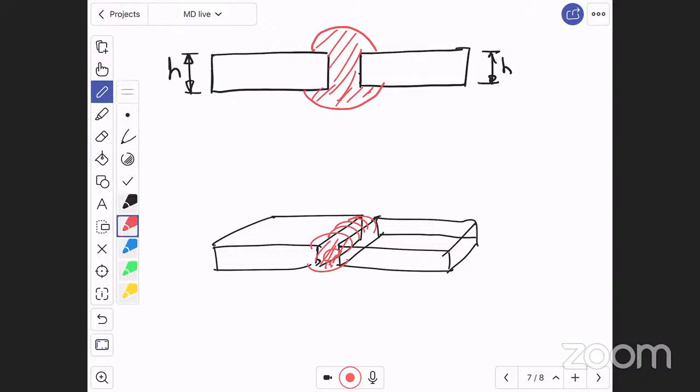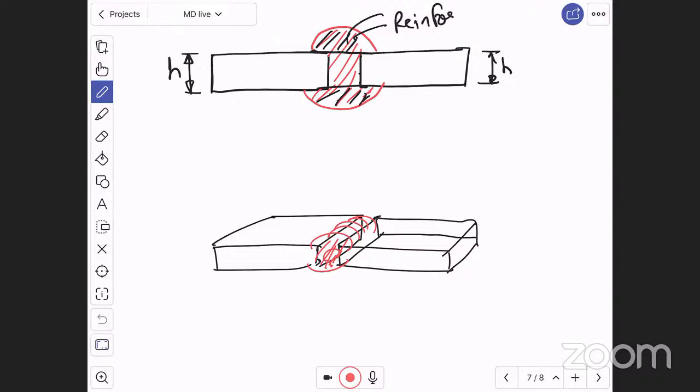Now, my dear students, this extra material is called reinforcement, which is not considered for design. Therefore, while designing, along the length, let us say this is the length of weld, and this is the area that is considered.